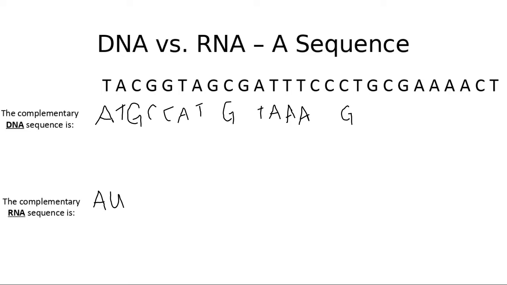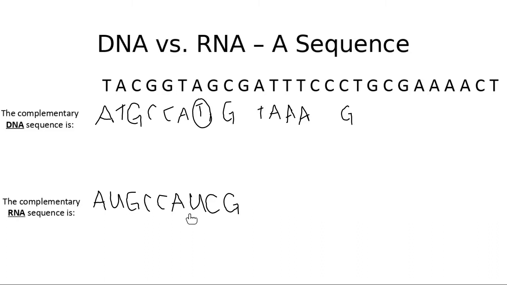Notice my next one was G. G is just fine. C's are just fine. I hit another A. I'm all good until I hit my next T. Then I have to trade out that T for a U. So part of why I had you build both DNA and RNA is to show you that complementary DNA and complementary RNA, they're very, very close to each other. The only difference is that U.